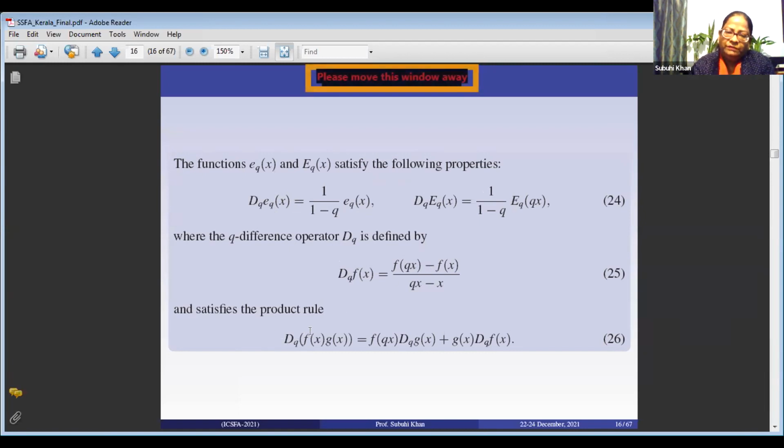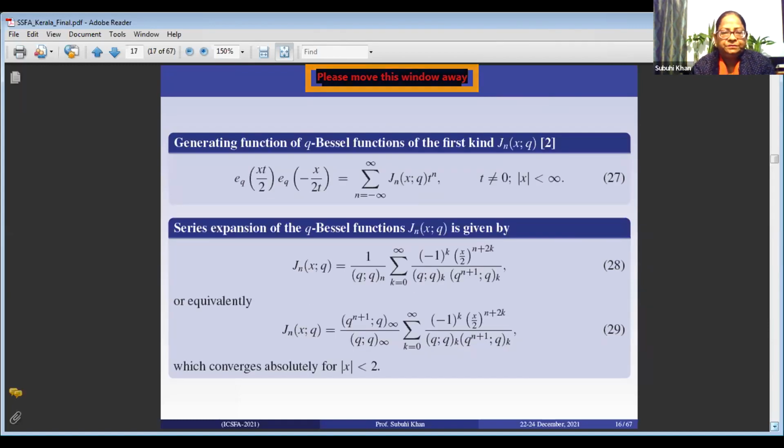And when we have to handle the derivatives, then we will see the product rule also. So this is the product rule which we follow when we have to deal with the Q derivatives for the product of two functions. And now the function which we are going to consider here is the Q Bessel functions. This is defined in terms of the two exponentials, that is the summation n equal to minus infinity to infinity J_n(x; q) t^n, and here these are two exponentials with the small e.